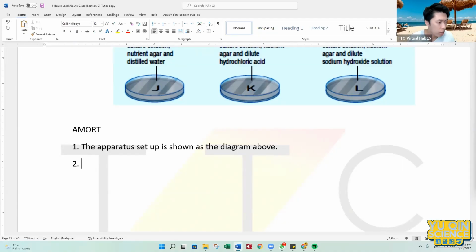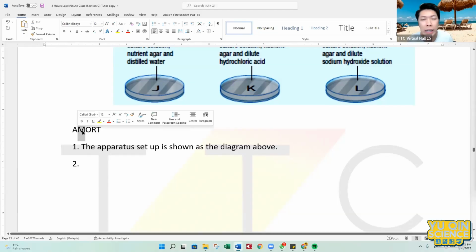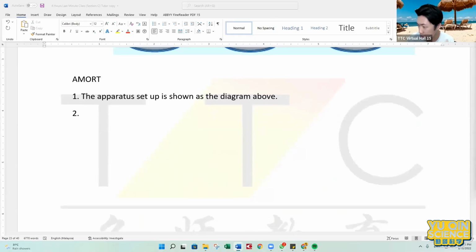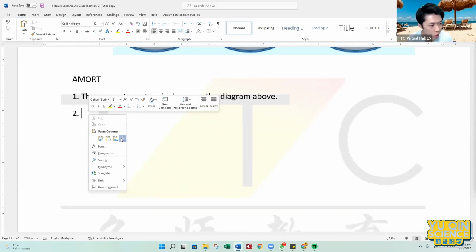Okay. Number 2 is to talk about M. M is your manipulated variable. Manipulated means you talk about what you put: I put the distilled water, I put the hydrochloric acid, I put the sodium hydroxide. You just want to talk about that. I'll give you a more detailed version just to show you what is going on.